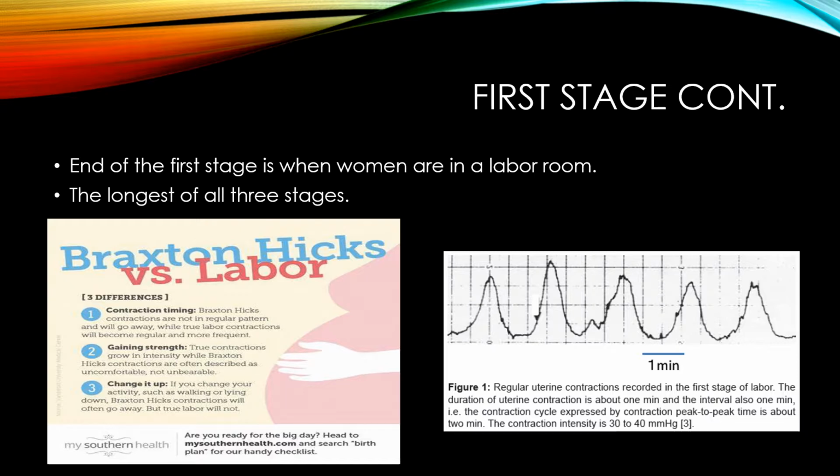which is what I was talking about. The contractions for Braxton Hicks are a regular pattern and will go away. If you change your activity, walk or lie down, they'll go away, so they're not considered actual contractions. On the other picture, the one on the right, that's a real contraction, and those accelerations are when the contraction is happening. It kind of looks like a mountain.